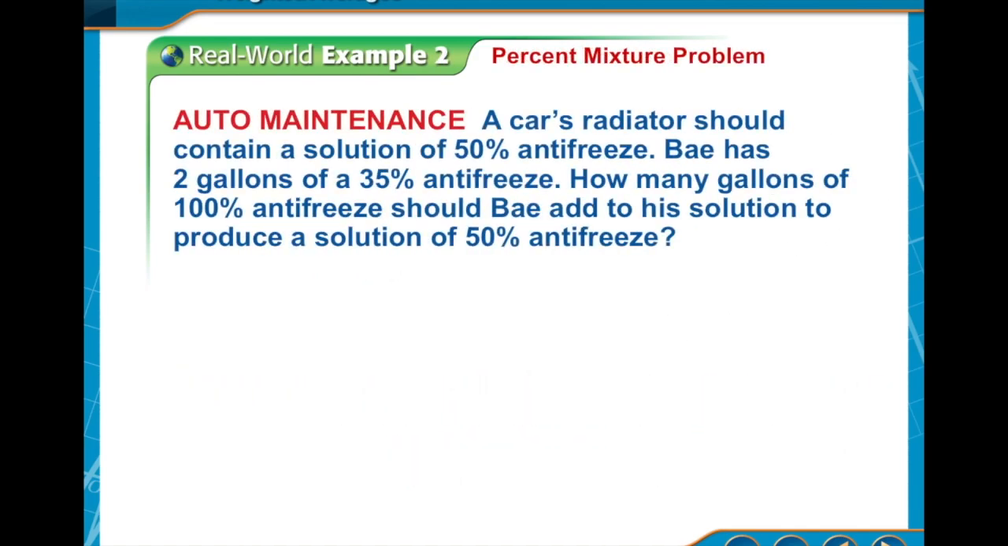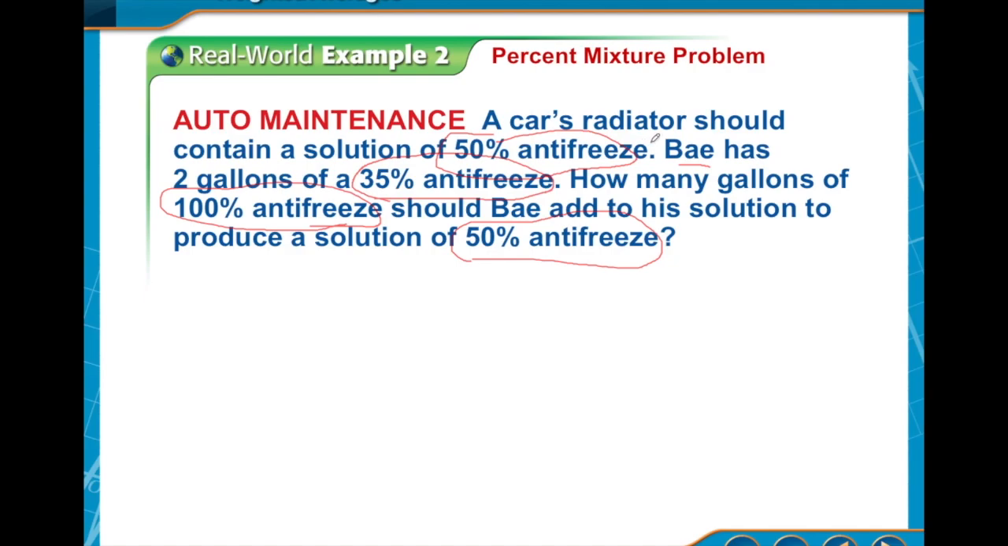So here's another mixture problem, but for this one, we're going to deal with some percentages. So let's just first emphasize what's important. A car's radiator should contain a solution of 50% antifreeze. Bay has 2 gallons of a 35% antifreeze. How many gallons of 100% antifreeze should he add to his solution to produce a solution of 50% antifreeze?